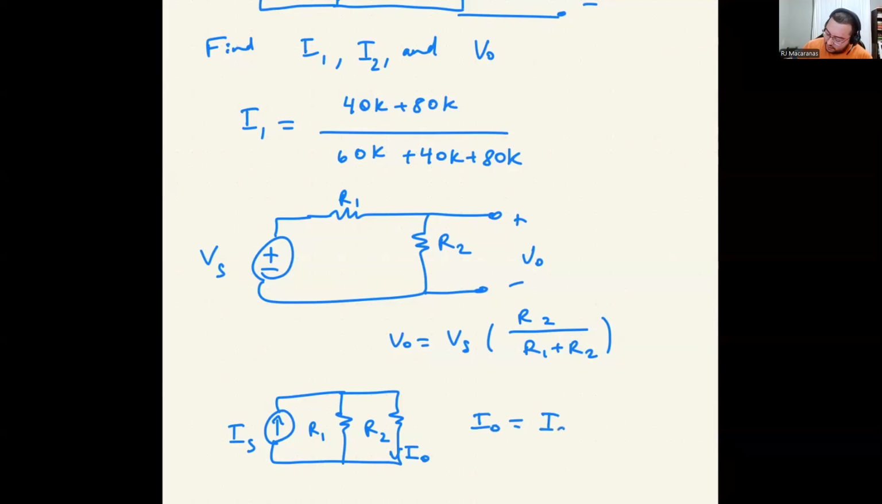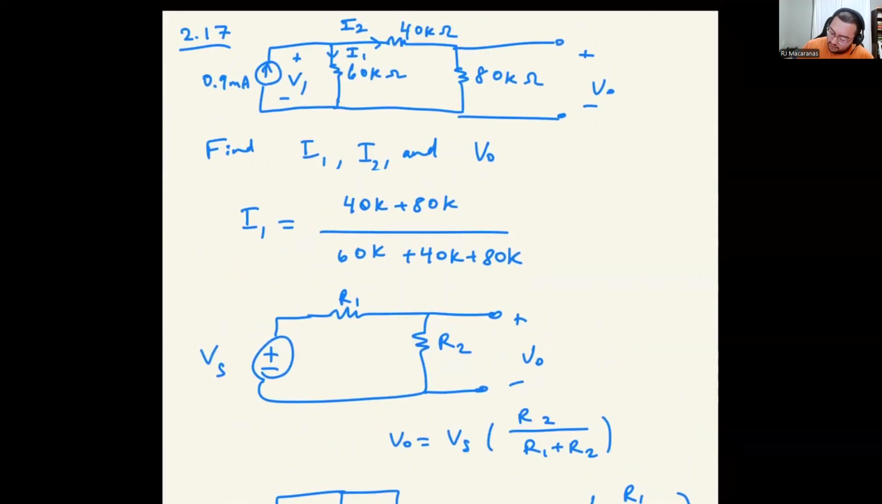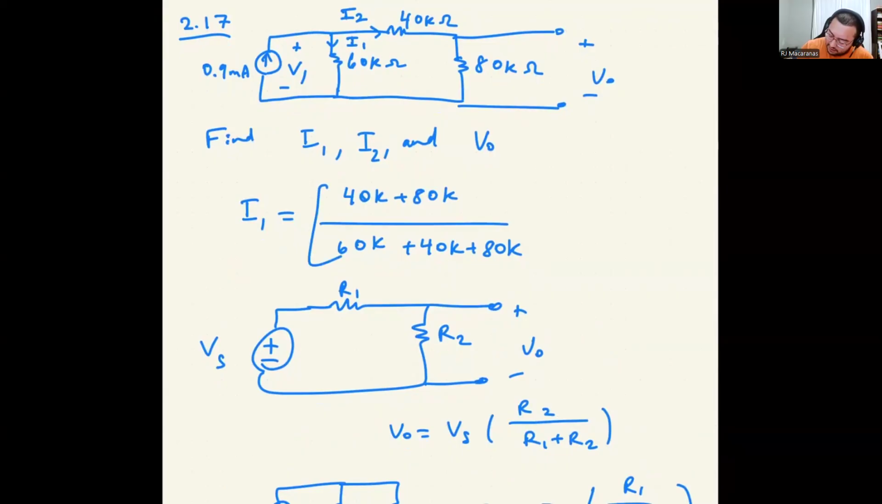So whatever the source current is, and instead of this resistance, it's kind of interesting, we're looking at the other path resistance. So in this case, it's R1. And again, we're looking at the sum of the two. So I1 in this case is just going to be that times the source current, which in our case is 0.9 milliamps. And so that turns out to be 0.6 milliamps.